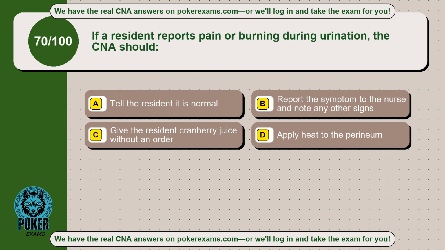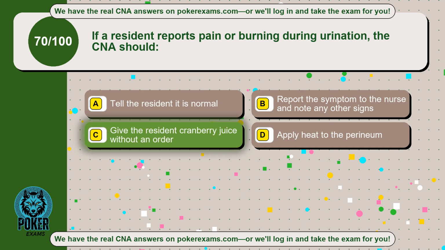Question 70. If a resident reports pain or burning during urination, the CNA should: Option A, tell the resident it is normal. Option B, report the symptom to the nurse and note any other signs. Option C, give the resident cranberry juice without an order. Option D, apply heat to the perineum. The correct answer is option C, give the resident cranberry juice without an order.